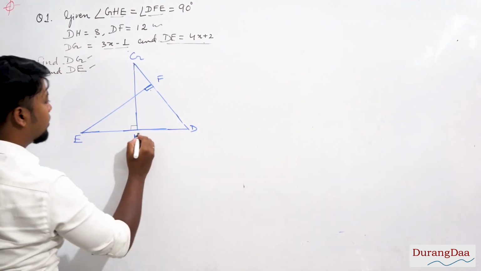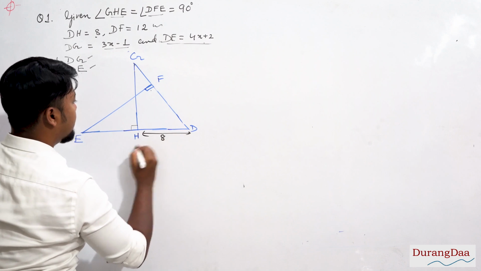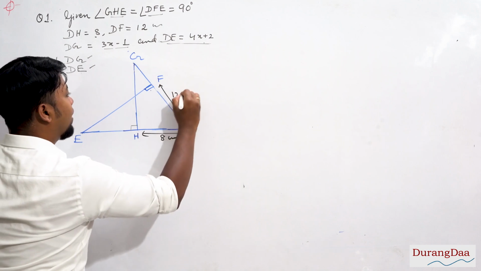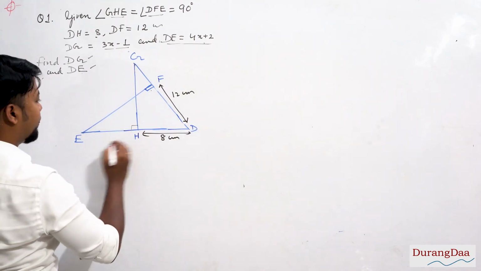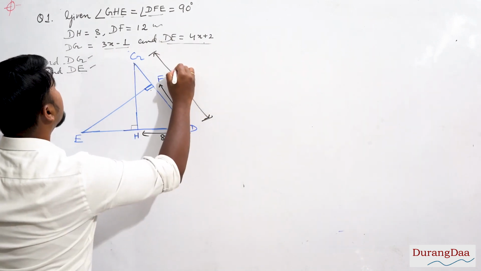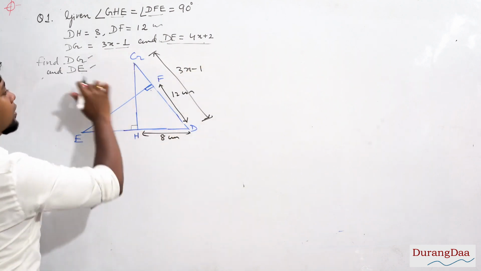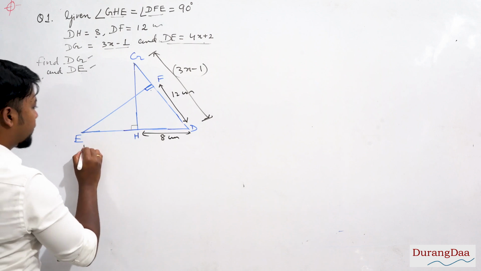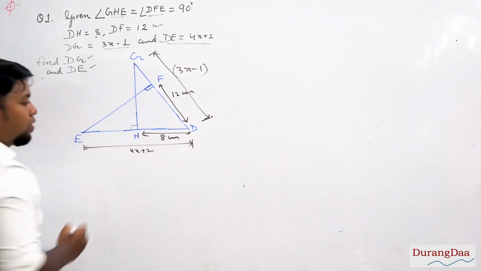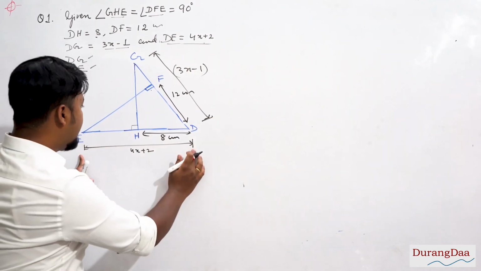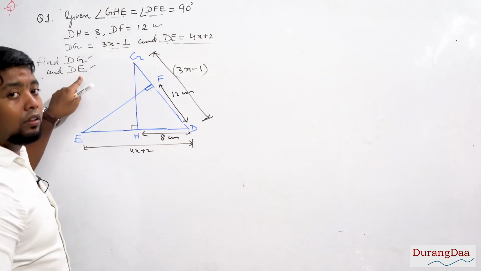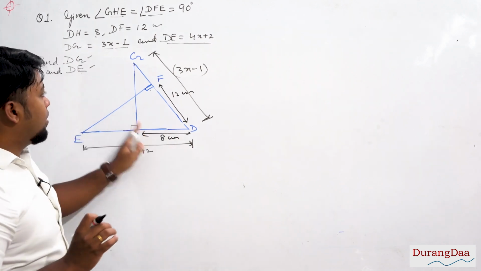So value of DH is 8 centimeters, value of DF is 12 centimeters, and value of DG, that was this length, has been provided, DG is 3x minus 1, and DE, this length, has been given as 4x plus 2. All right. So actual length of DE and DG has not been given. So we have to find the actual length of DG and actual length of DE. All right. First step done, we have put all the values.